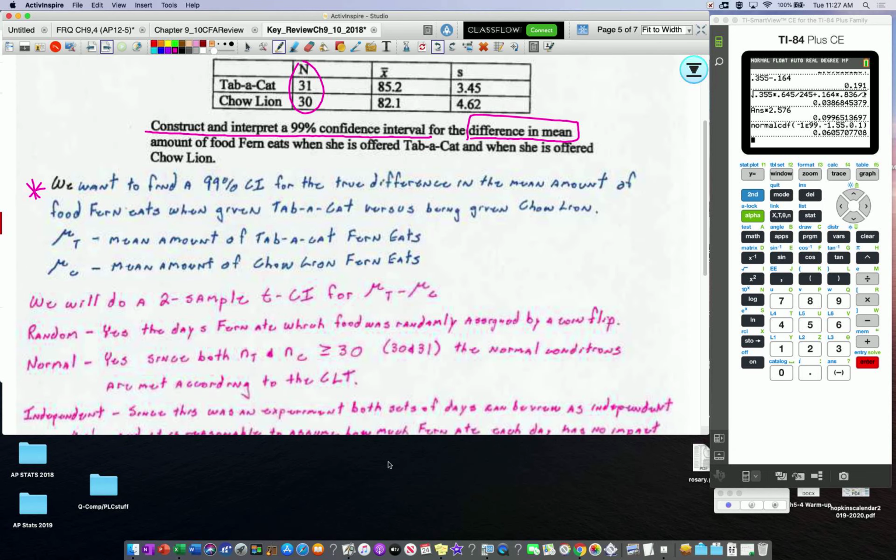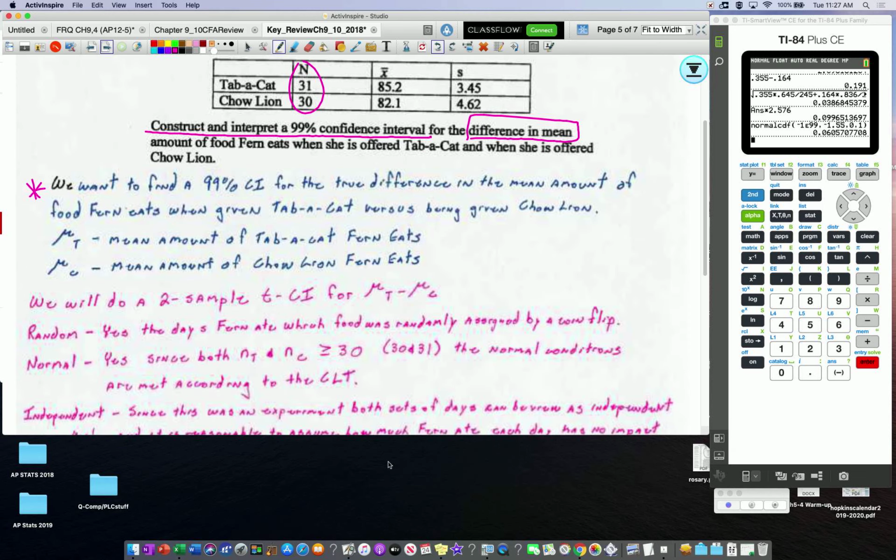So random, normal, independent. So yes, is it random? The days Fern was given the food were randomly assigned by coin flip. Is it normal? Since they're both greater than 30, normal conditions are met according to the central limit theorem. Independent: since this is an experiment, both sets of days can be viewed as independent, and it's reasonable to assume because what Fern ate one day has no impact on what he eats the other day.